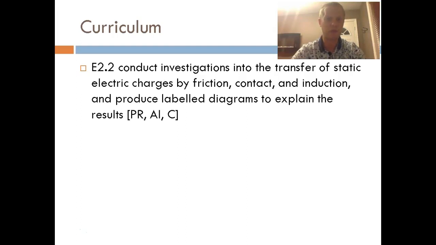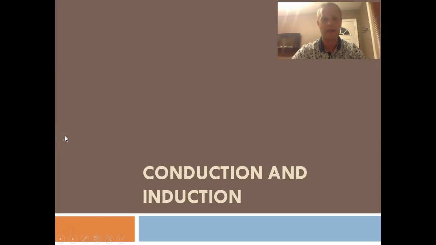Today we just saw some examples of static electricity, and we're going to learn about how these things actually work. We know a bit about static electricity from the previous video and in class. Today we're going to learn that there are different ways that we can transfer static electricity: through friction, contact, and induction. Specifically, we're going to learn about conduction and induction.